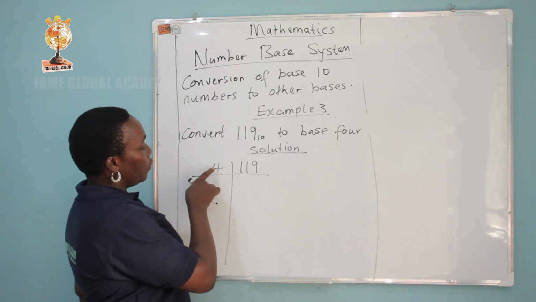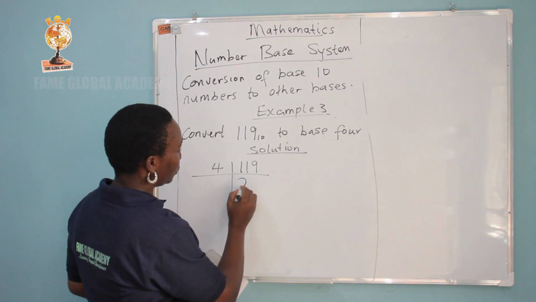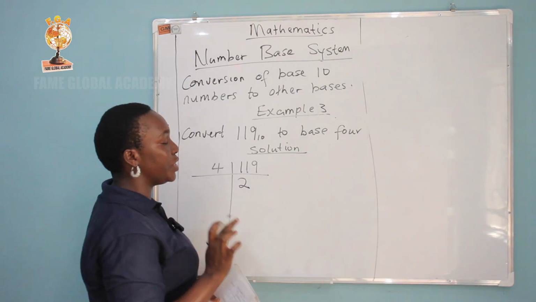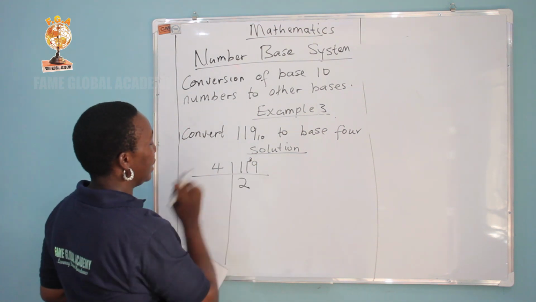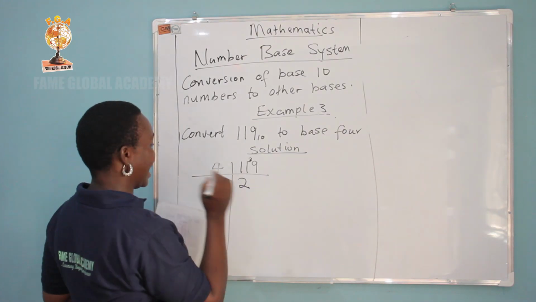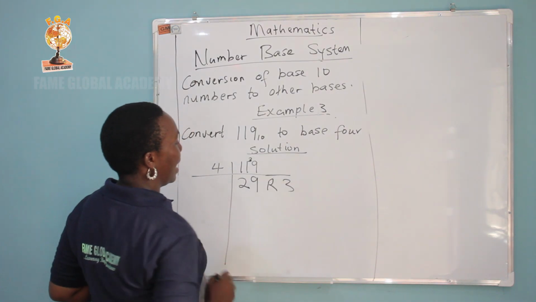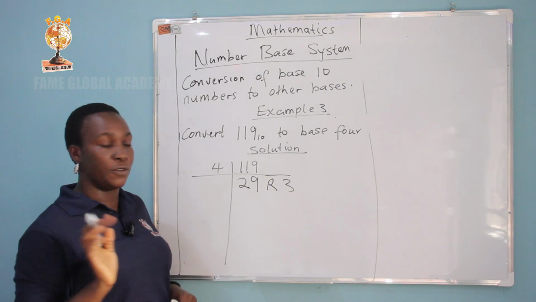Okay, so 4 into 11, that will give us 2. 2 times 4 is what? 8. 11 minus 8 will give us 3. So you have 3 here, which is 39. So you say 39 divided by 4, that will give us 9 remainder 3. So when you are done, remember to clean this number because it's not part of it.